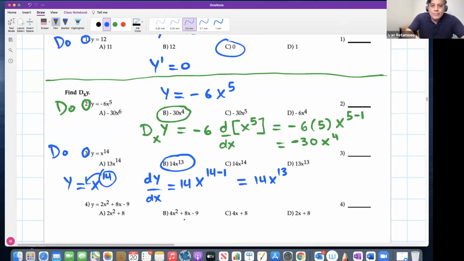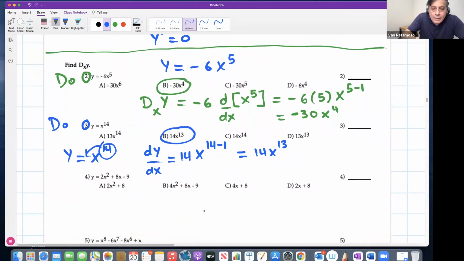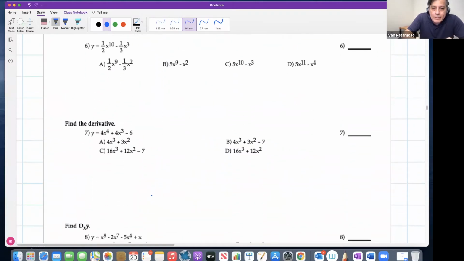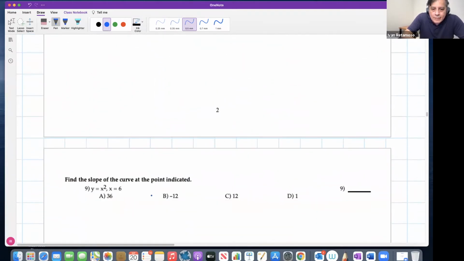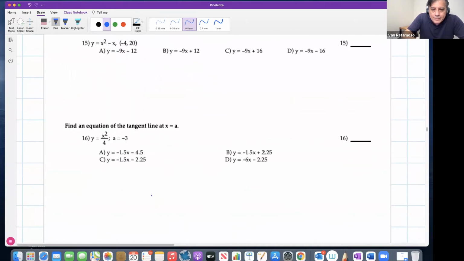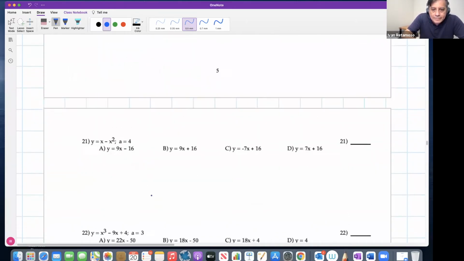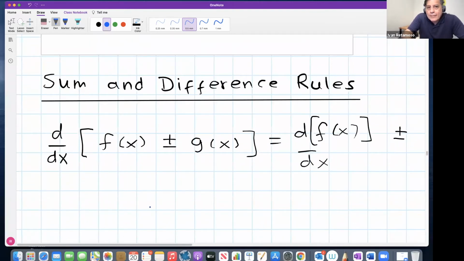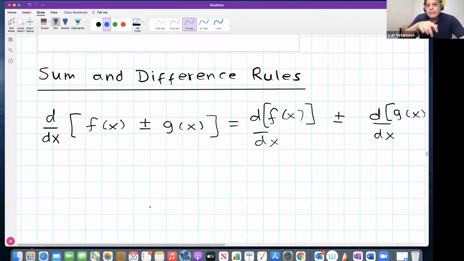So let me give you more examples. Let me give you an additional rule that is going to allow us to take the derivative of these polynomial functions, which is ultimately the goal, because we're going to work with these polynomial functions a lot. So let's go back here to our notes and talk about the sum and difference rules. Okay, sum and difference rules.